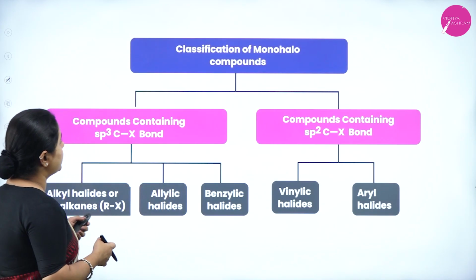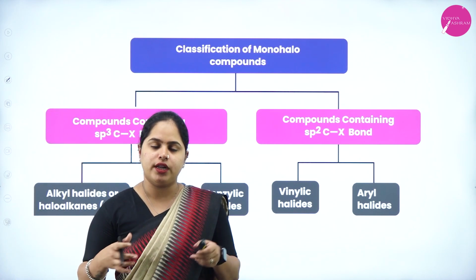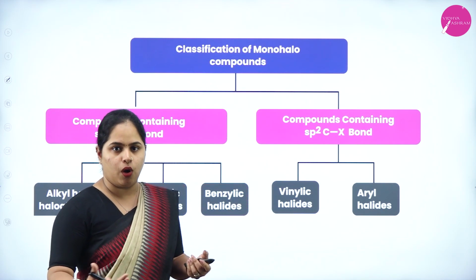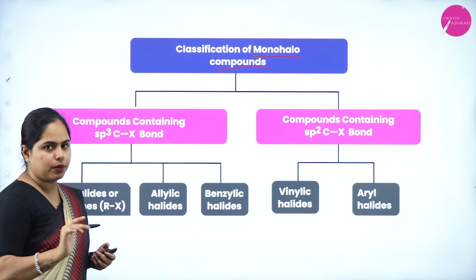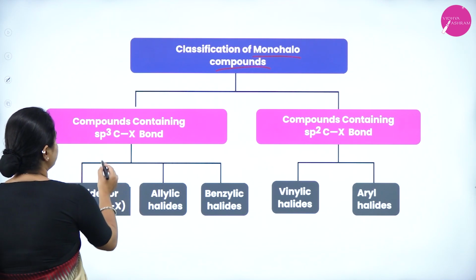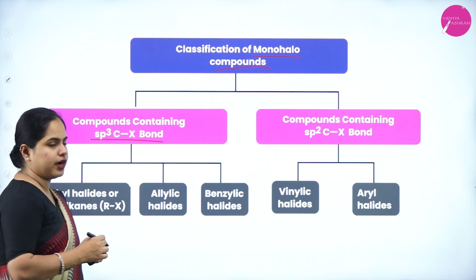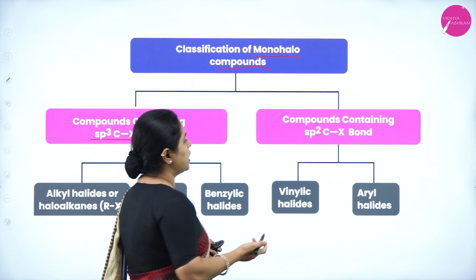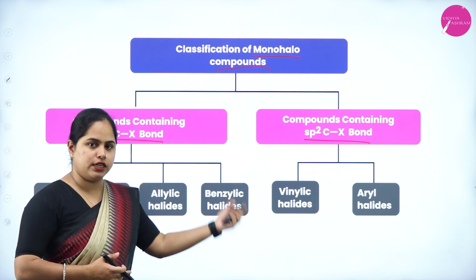Now the next classification is classification of monohalo compounds. Just now we discussed mono, di, tri, etc., right? So in detail we are going to see about monohalo compounds. From here itself you can understand only one halogen atom will be there, right? It is classified majorly into 2 types: compounds containing an sp3 hybridized carbon halogen bond. Hybridization we have already studied in class 11, right? And the compounds containing an sp2 carbon halogen bond. So it can be either sp3 carbon or sp2 carbon.